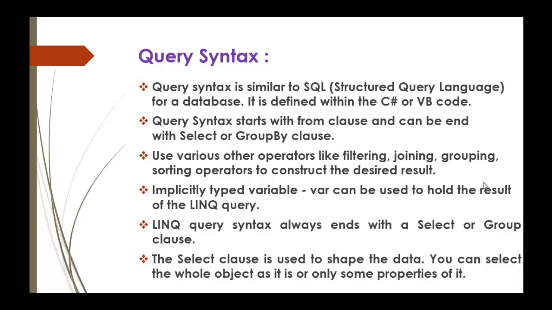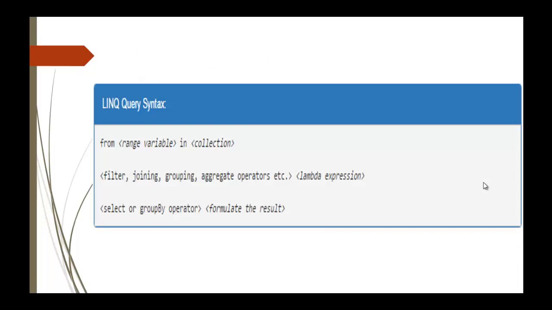Before jumping into the next point, we'll see an image which explains the query syntax clearly. Here is the image. You can observe we have some key operators here. In the last session, we learned the operators which are used when we write a LINQ query. Similarly, here we are going to use operators like the from operator and other operators like filter, joining, grouping, aggregate, and select or group by operator. But keep in mind, this is the syntax of a query. It's a query syntax skeleton.